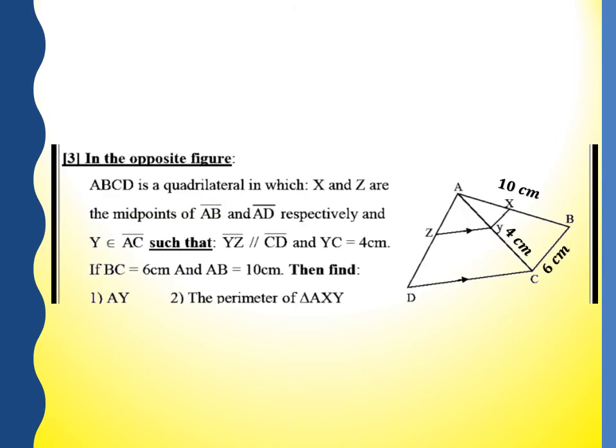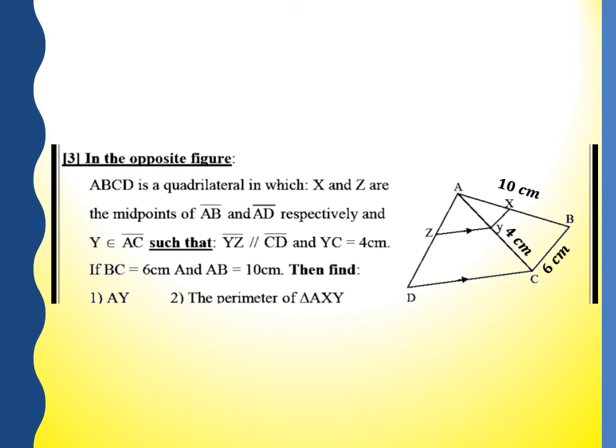In the opposite figure, ABCD is a quadrilateral in which X and Z are the midpoints of AB and AD respectively. YZ is parallel to CD, YC is 4 cm, BC is 6 cm, AB is 10 cm. I need to find AY and the perimeter of the triangle AXY.